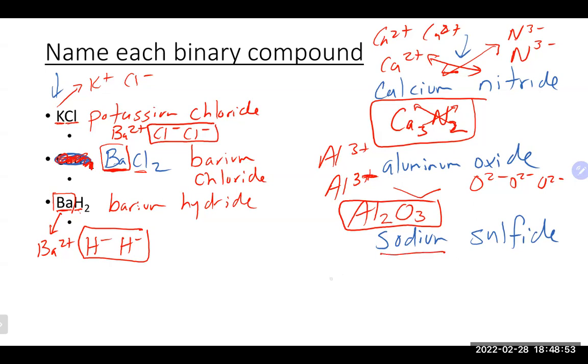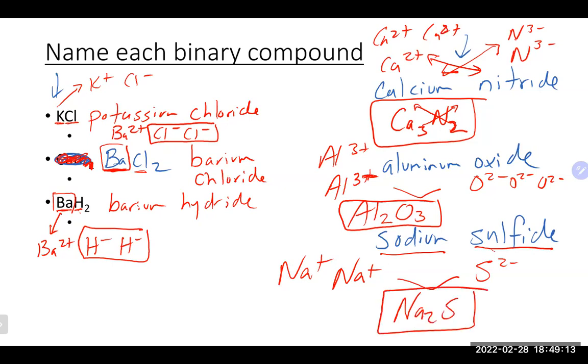Lastly, sodium, which is group 1, which is a +1. Sulfide is sulfur, which is group 6, I believe still, and that is a -2. In this case, we actually need another sodium there to balance out the charge to get us the +2 and -2. That means the proper formula here, Na2S, would be it. Na2S. Any questions on that there?